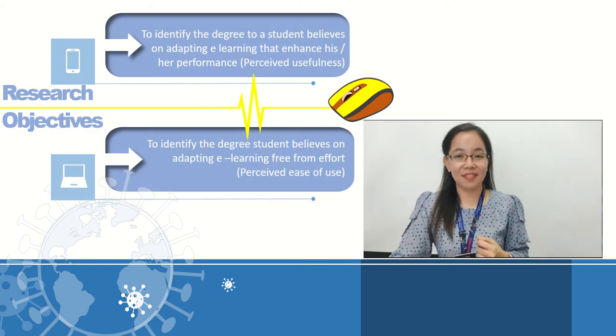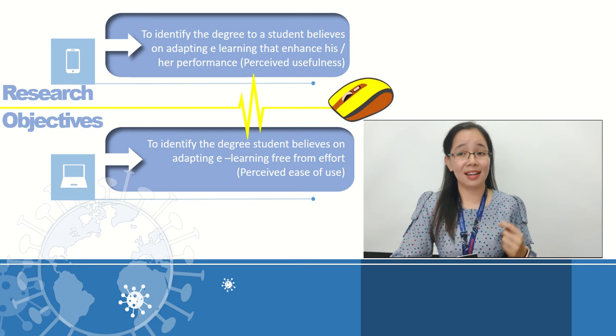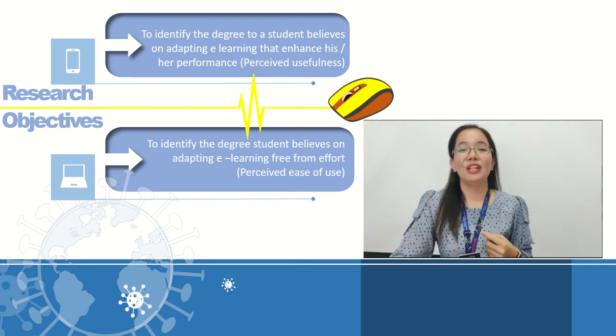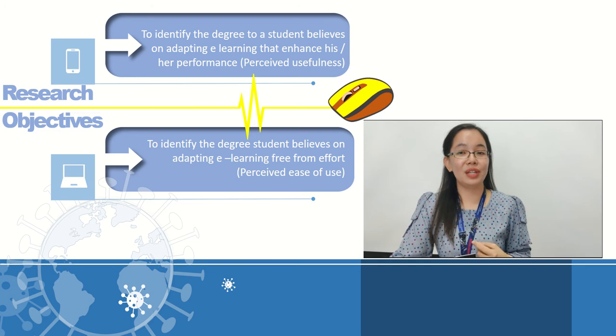First, to identify the degree to which a student believes that adopting e-learning enhances his or her performance, perceived usefulness, PU. Second, to identify the degree to which a student believes that adopting e-learning will be free from effort, perceived ease of use, PEOU.